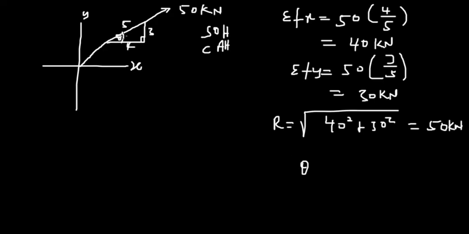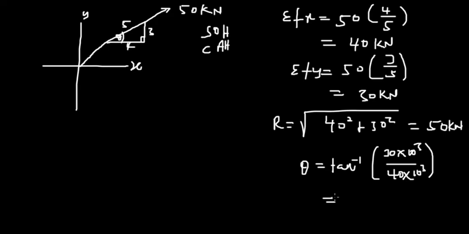Let's find the angle. So we are trying to find this angle. Tan inverse of 30 times 10 exponent 3, because it's kilo, divided by 40 times 10 exponent 3. So we end up with 36.87 degrees. Right, so this will be the angle over here. 36.87 will be this angle. Hope this was quite simple.